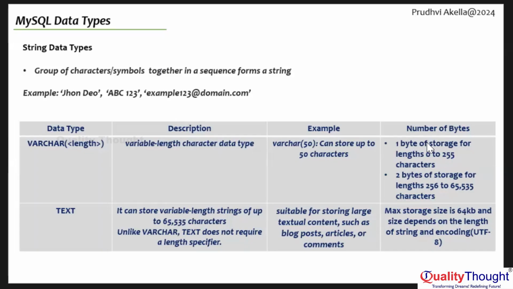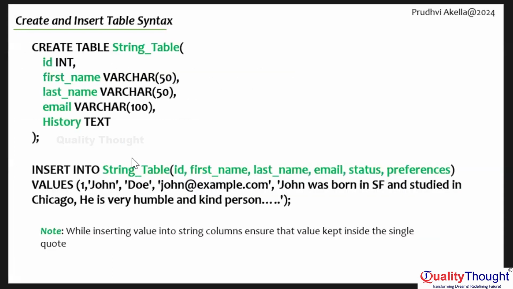All right. Let's move ahead and create a table using these data types. I'm going to create a table called string_table, which is going to have an ID, a first name varchar of 50, a last name varchar of 50, an email varchar of 100, and also a history, for which I'm going to choose text as the data type for that particular column.